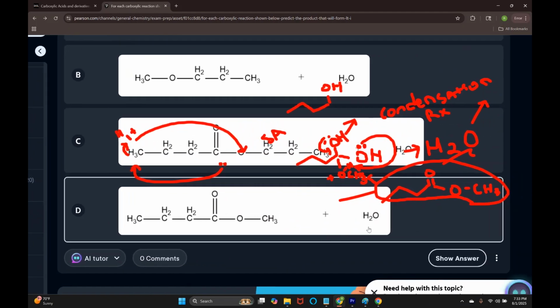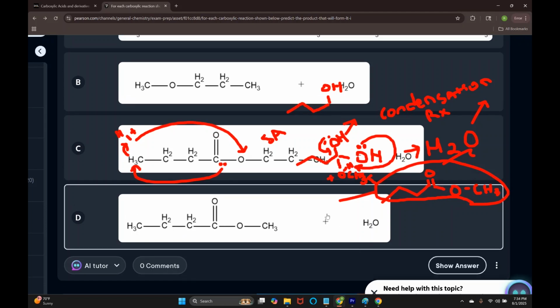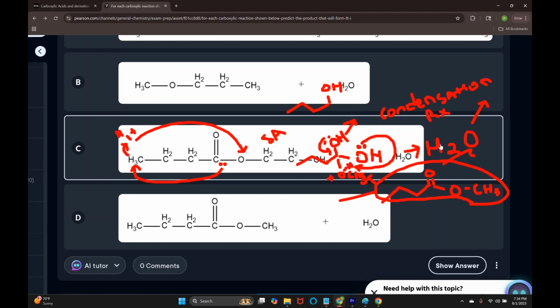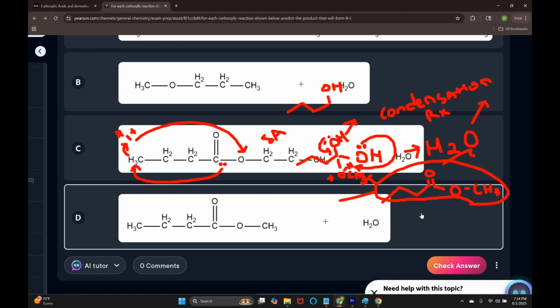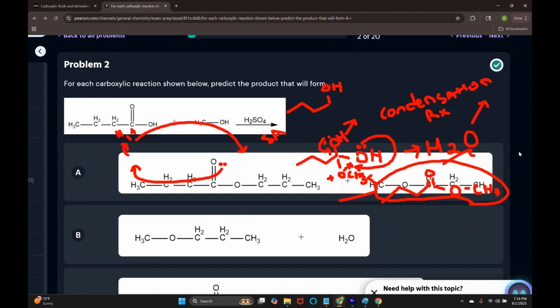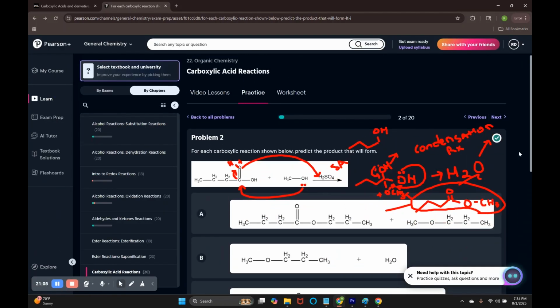Let's see here. All right, so let's look at our structure right here. We have our CH3, yep, right there. Our CH2, yep, right there. CH2, yep, right there. C double bonded O, yep, have it right there. Then our O, CH3, have it right there. Yep, and the only thing they threw in too was our leaving group, the water, which we did over here. So this is the correct answer. D is the correct answer. Let's check. And that is correct. We did it properly.